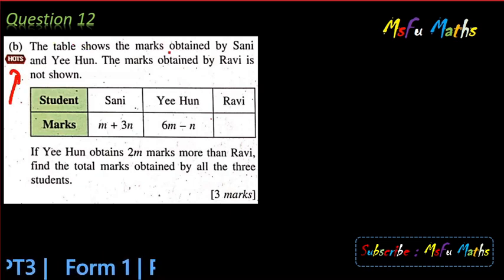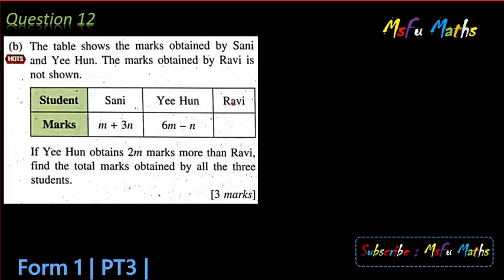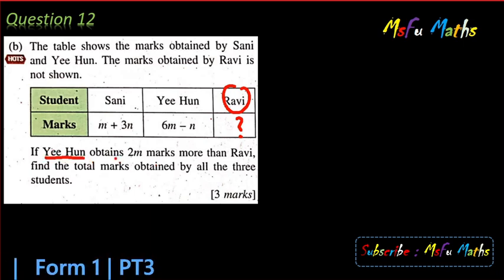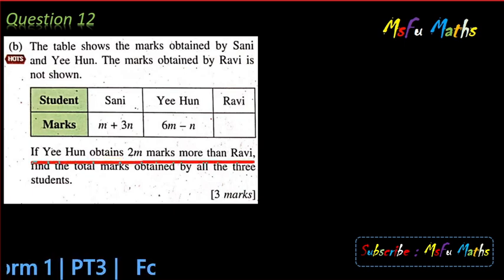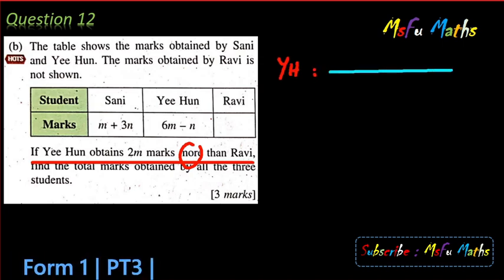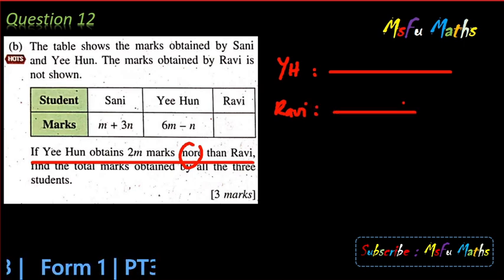Okay, the table shows the marks obtained by Sunny, Yihun, and Yihun. The marks obtained by Ravi is not shown. Okay, never mind. Let's see. If Yihun obtains 2M marks more than Ravi, which means Yihun's score is more than Ravi. So if this is Yihun, his mark is like that, so Ravi is just here, because Yihun's mark should be more.